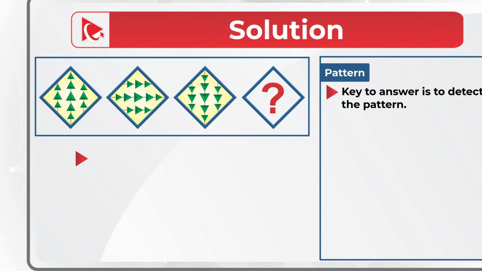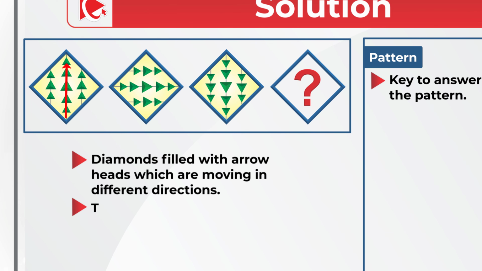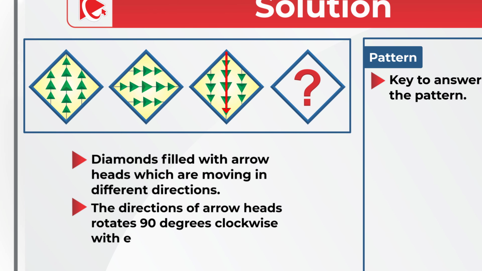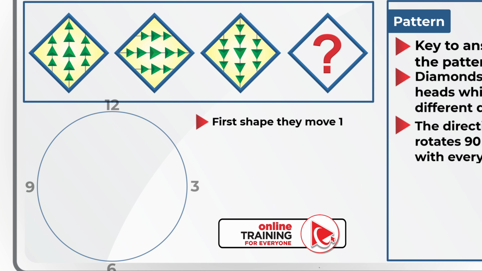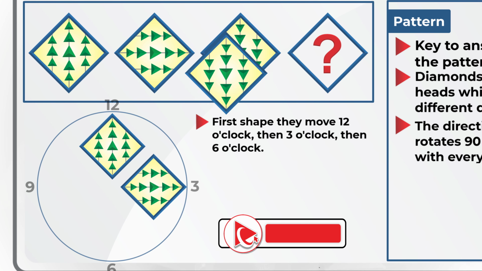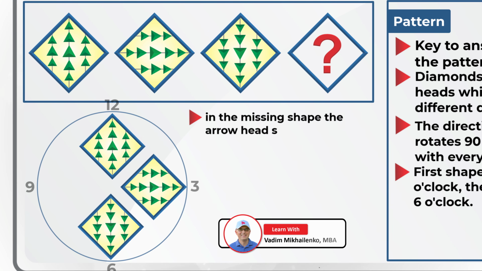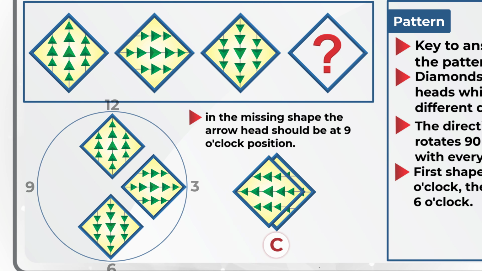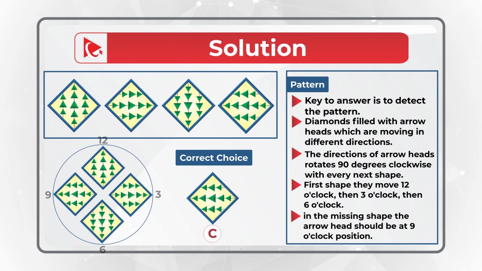If you look closely, you will see the diamonds filled with the arrowheads, triangles, which are moving in a different direction. The direction of the arrowheads rotates 90 degrees clockwise with every next shape in the pattern. For example, in the first shape, they move to the 12 o'clock position of the clock. Then they move to the 3 o'clock position, and then to the 6 o'clock. So if you detected this pattern in the missing shape, the arrowheads should be at the 9 o'clock position. Hopefully you've nailed this question and now know how to answer similar problems on the test.